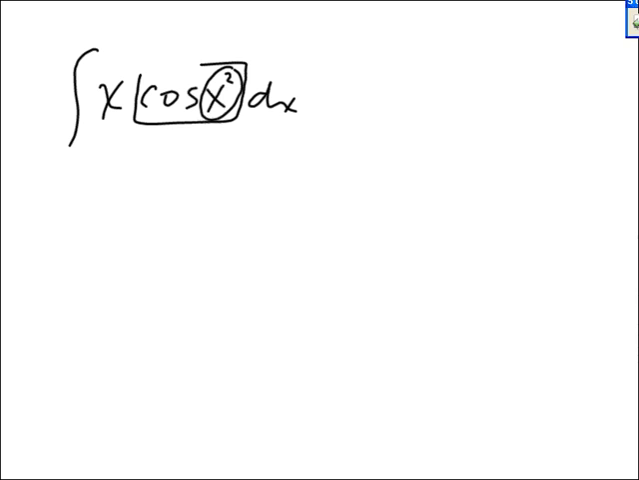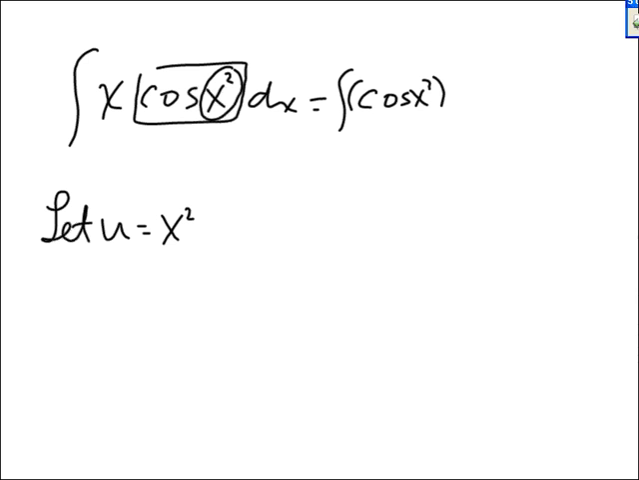Okay, so if you're asked to do the integral of x cosine of x squared dx, well, if that's u, then this is cosine of u. Let u equal x squared. So that's cosine of u. And what's left over? x dx. Up to a multiple, you want that to be du. Well, if u is x squared, then du is 2x dx. We have the x dx, we just don't have the 2.